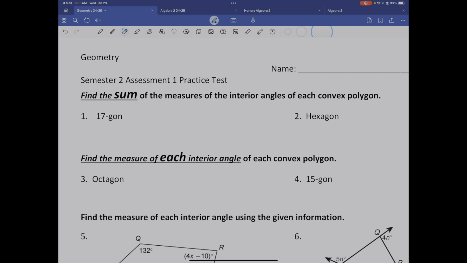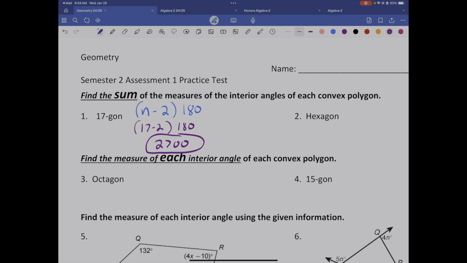Find the sum of the measures of the interior angles of a complex polygon. Remember the formula that we use to find this. It's the number of sides minus 2 times 180. So we've got 17 minus 2 times 180. So that's 15. 15 times 180 is 2,700. It's the measure of all of the interior angles.